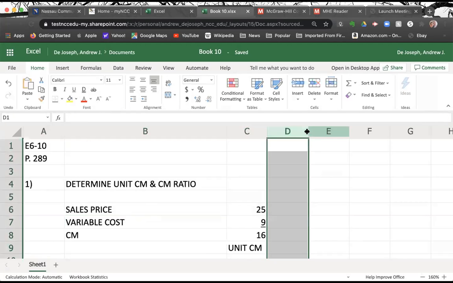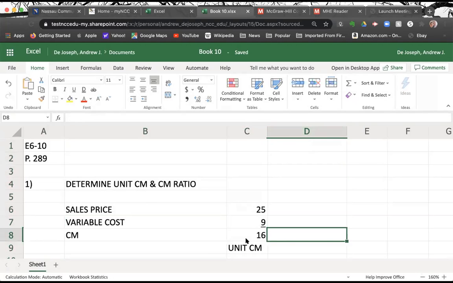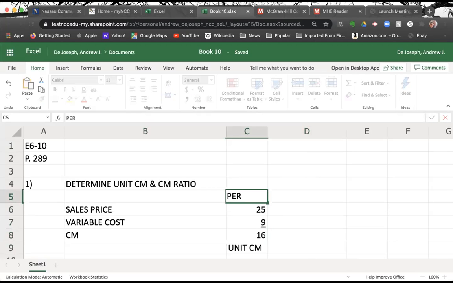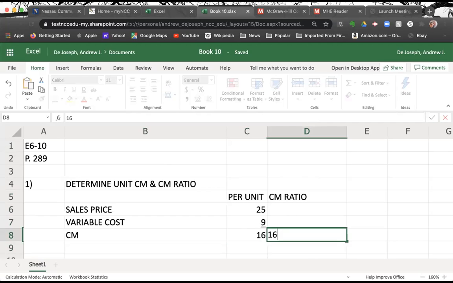Okay, now, contribution margin ratio. A little bit harder. You know, some people are freaked out by percentages and things like that. But let me say this is per unit. Right, and this is CM ratio. Okay, so how would we figure out this contribution margin ratio? We take the contribution margin, which is 16, and put it over the selling price, which is 25. 16 over 25 is 0.64, or 64%. Right? I mean, that's all there is to that.